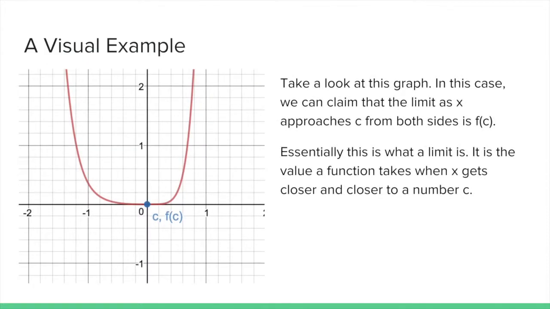So now we have a visual example over here. We'll take a look at this graph. In this case, we can claim that the limit as x approaches c from both sides is f of c. In its purest form, this is what a limit is. It is the value a function takes when x gets closer and closer from both sides to a number c. And here I should introduce a slightly different view of looking at it, because f of c and the limit as x approaches c of f of x are two completely different things. If f of c in this graph were defined to be 1, the limit as x approaches c of f of x would still be f of c. So make sure you know that distinction.